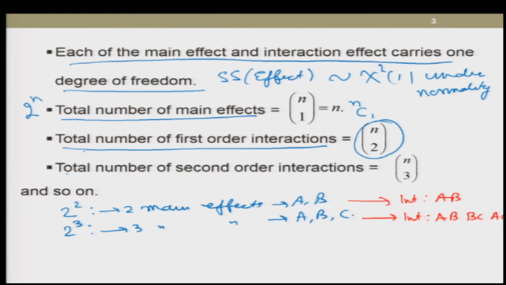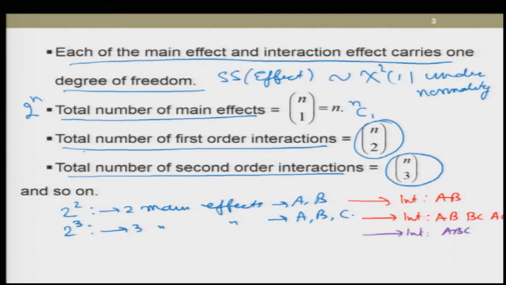Similarly, if you try to count the total number of second order interactions or 3 factor interactions, they are n choose 3 and so on. For example, in the 2q factorial experiment, the interaction effect was ABC, because it was the only 3 factor interaction.